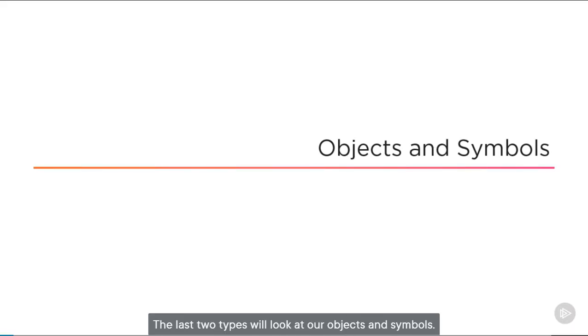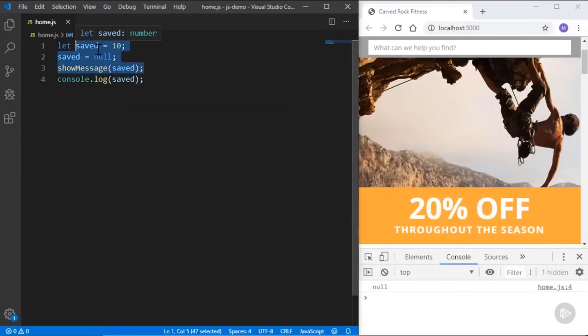The last two types we'll look at are objects and symbols. Objects are a very important part of JavaScript, and we'll be covering them in detail later in the course. But we'll just take a quick look now just to find out what they are. And symbols is a very advanced type. We won't take a look at that until later in the course when we're discussing objects. So for now, let's just take a look at what an object is.